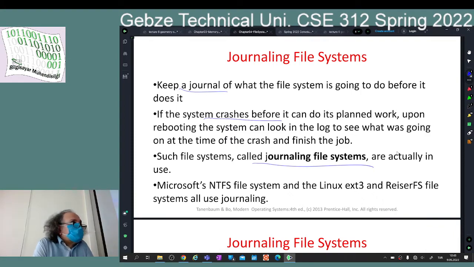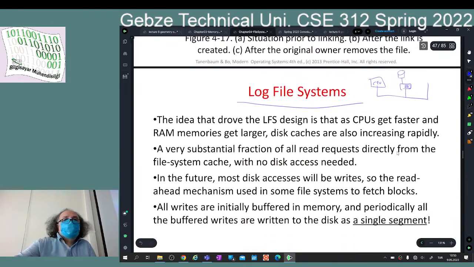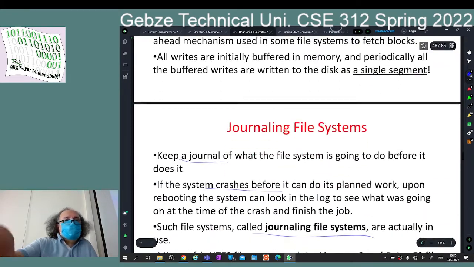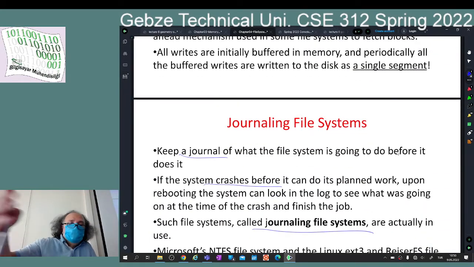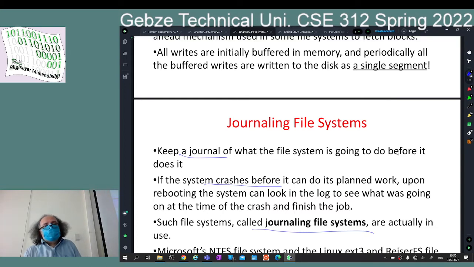When I say a journaling file system or log file system, these are ideas, right? Your file system can implement both the log file system idea and the journaling file system idea and some other ideas too. So you should not classify a file system as a journaling file system or a log file system. These are just concepts, just ideas, and you can use these ideas in your file systems too.